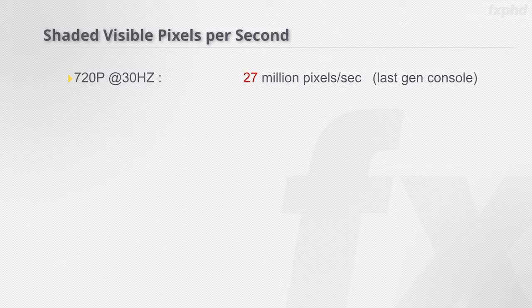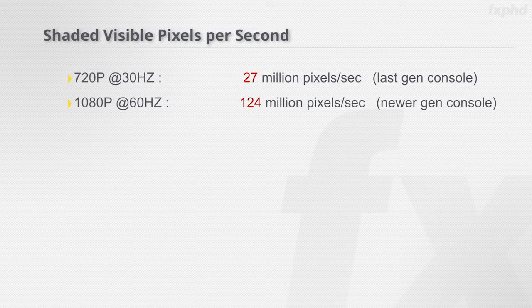Well, on an older console, which was 720p, obviously mono, 30 frames, that was 27 million pixels per second. That was like the last gen console. If you go to 1920 by 1080, 1080p, 60 hertz, so a reasonable new console, pretty impressive, 124 million pixels per second. Now, the reason that's a lot more is that when you go from 720p, you're going up in resolution both horizontally and vertically, and of course you're doubling the rate from 30 to 60, right? So it's literally an astonishing 5 times more.